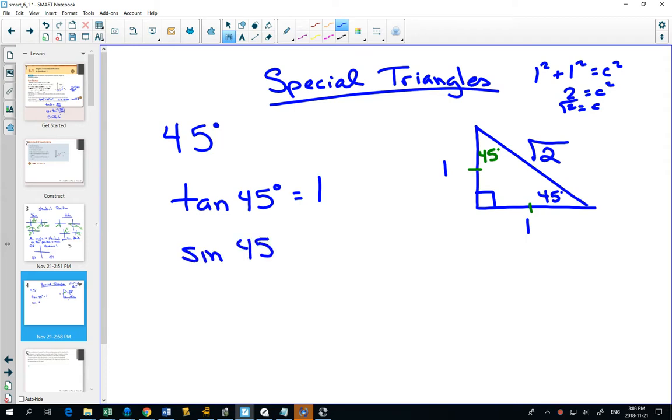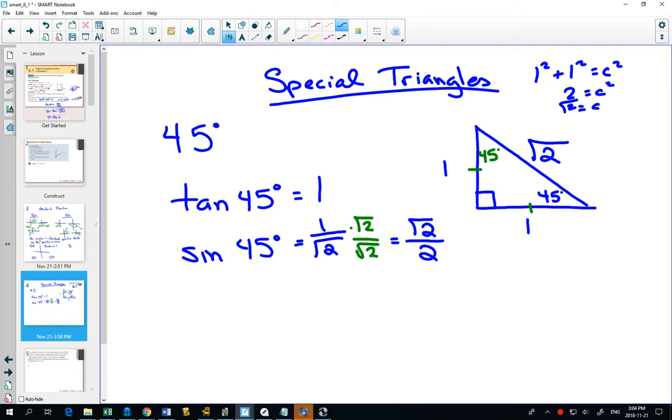What's sine of 45 degrees? Well, 0.707 is using your calculator. You're not allowed to use your calculator. Sine is what over what? Opposite over hypotenuse. So sine of 45 is 1 over the square root of 2. What do we do when we have square roots on the bottom of our fraction? We rationalize the denominator, and so our answer is the square root of 2 over 2.